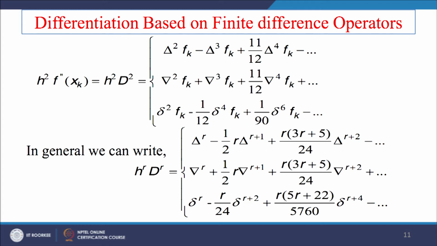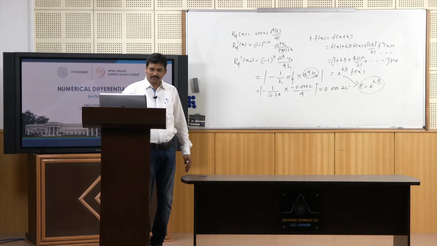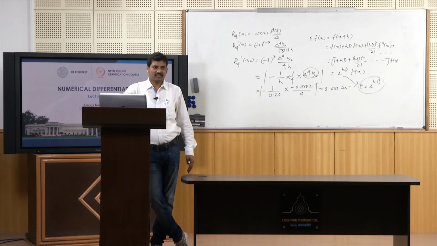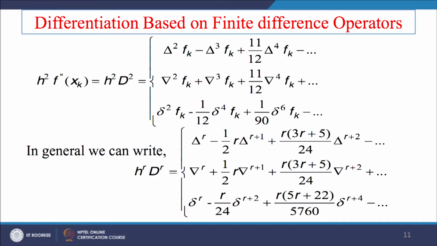And in a general form, if you express this as h to the power r d to the power r here, this can be expressed as del to the power r minus half r del to the power r plus 1 plus r into 3r plus 5 by 24 del to the power r plus 2 minus all other terms. Similarly, if you take the backward difference operator, it can be expressed as nabla to the power r plus half r nabla to the power r plus 1 plus r into 3r plus 5 by 24 nabla to the power r plus 2 plus all other terms.